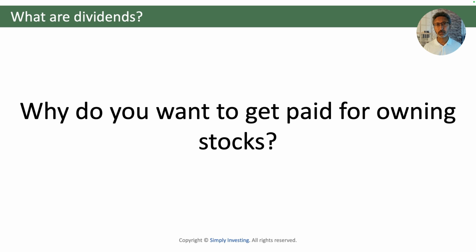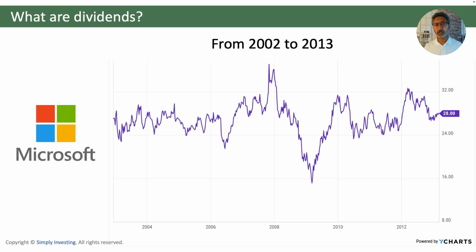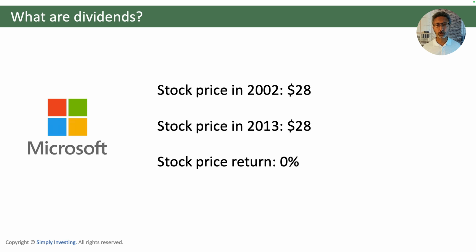Now, why do you want to get paid for just owning the shares? Well, for this example, we're going to take a look at Microsoft. And you can see from 2002 to 2013, so we've got an 11-year period, and you can see it up on the screen, the stock price. And stock prices go up and down all the time. But you'll notice something very unique here. From 2002 to 2013, the stock price didn't go anywhere. For example, in 2002, Microsoft was trading at around $28 a share. Fast forward 11 years later, the company was back trading at $28 a share. So without any dividends, if you calculate the capital gains or your profit from buying Microsoft in 2002 and then selling it at 2013, basically it's zero.